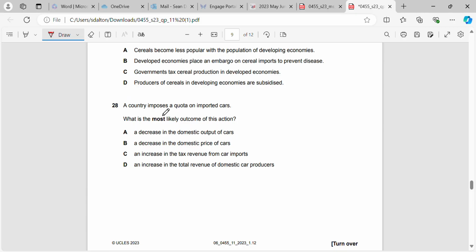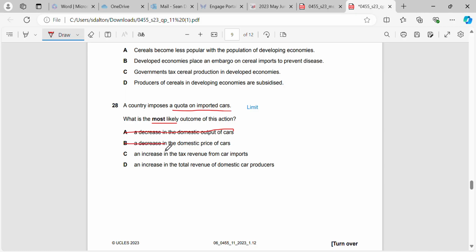Question 28. A country imposes a quota on imported cars. What is the most likely outcome of this action? So a quota is a limit. It's a limit on the amount of imported cars that can come into the country. Therefore, if we have a decrease in the domestic output of cars, will that happen due to a quota on imports? No, because it will direct more traffic to the domestic market. So having a quota means that we're going to have more of a focus on making cars in our own country.